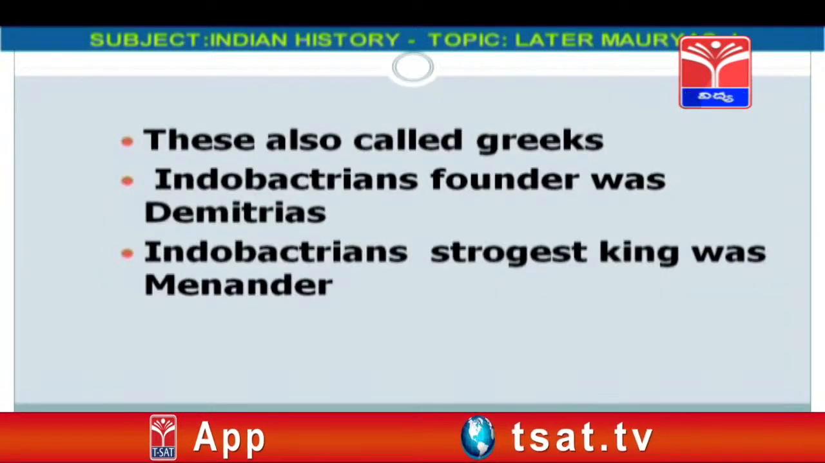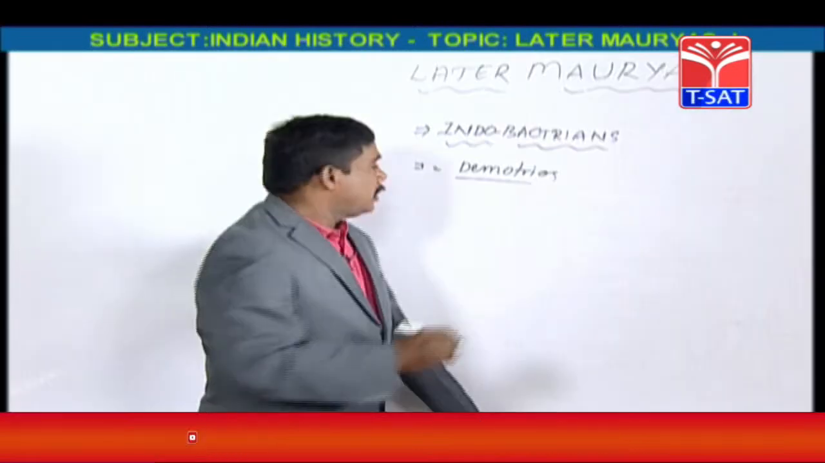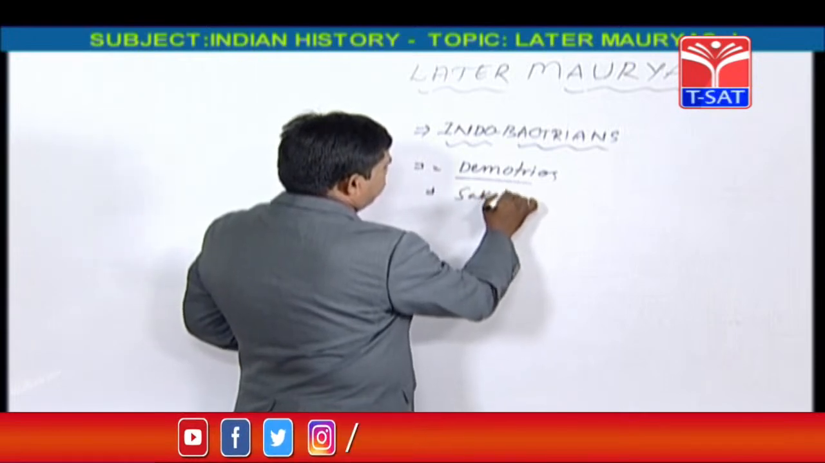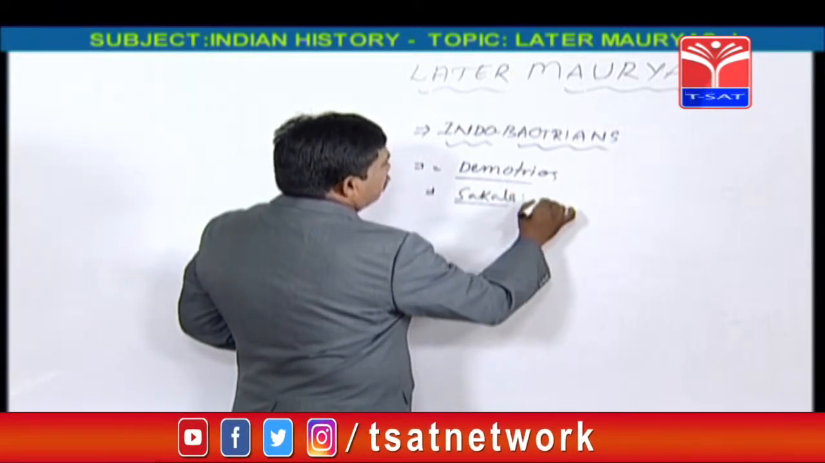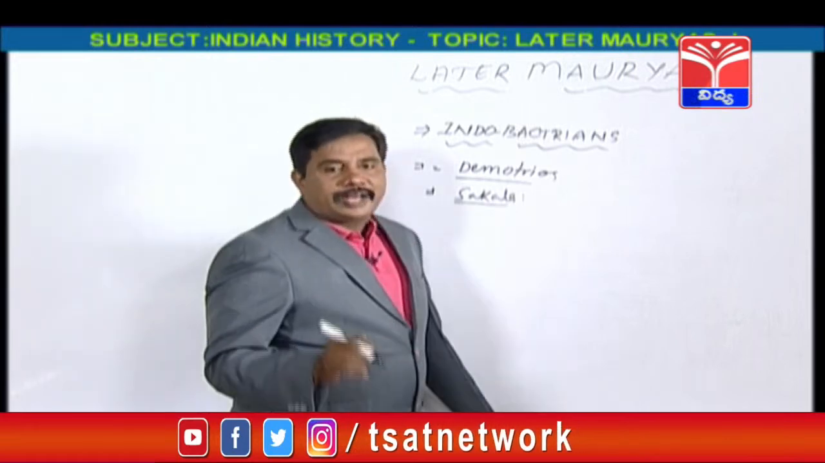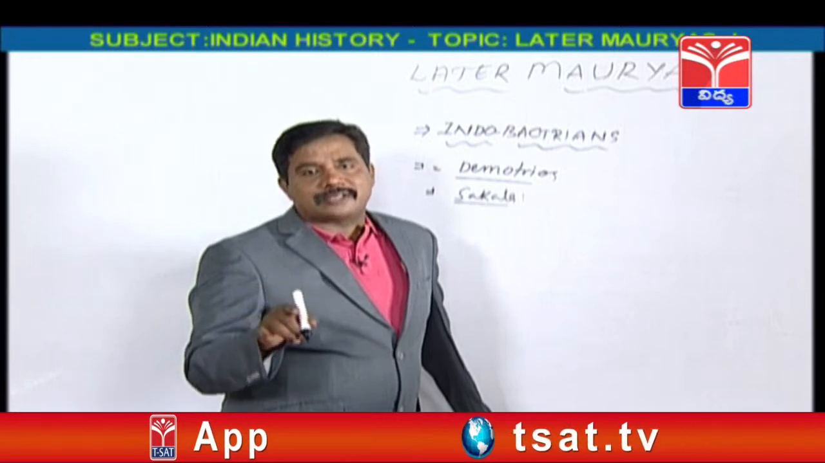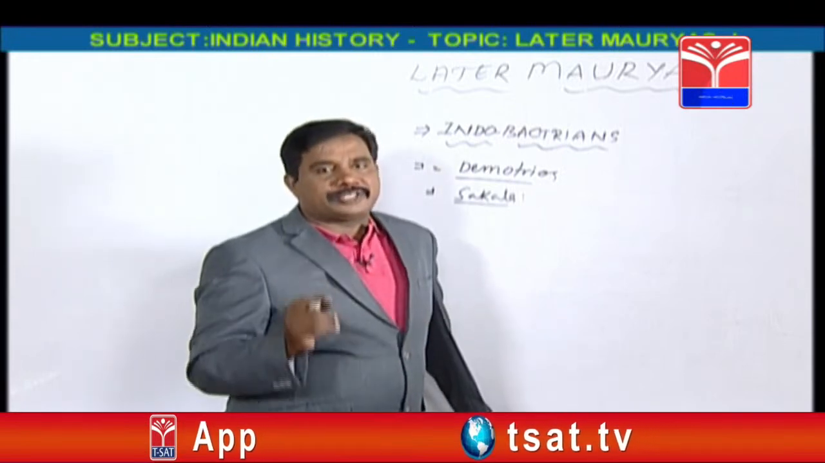So Demetrius was the founder of the Indo-Bactrian kingdom. His capital was Shakala. Right now it is in Pakistan. So Shakala was the capital of the Indo-Bactrians.